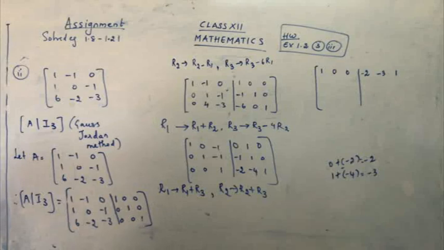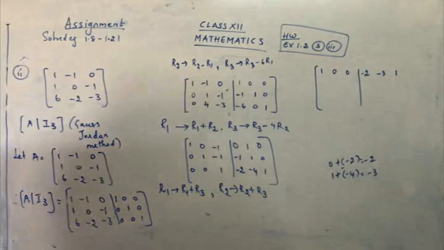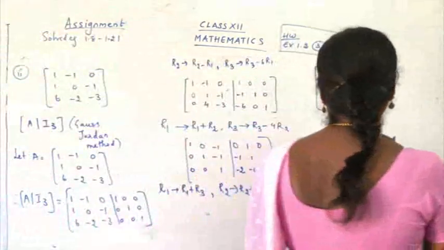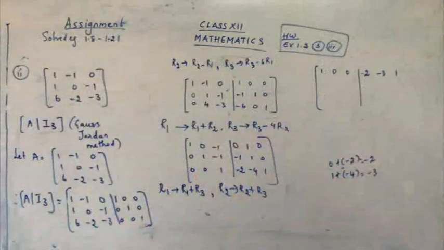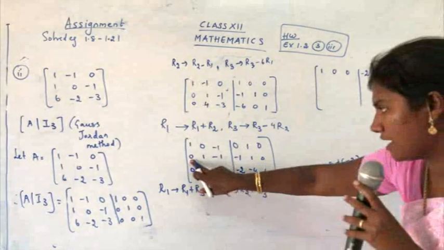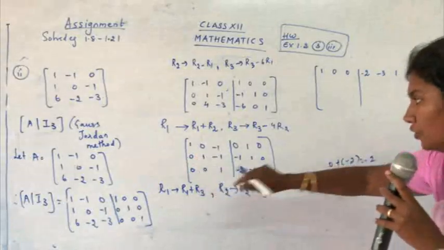We have to change the second row. Try out the sum. I just give you some time. Complete the second row. You have to just add the second row and the third row. Have you added, children? Let's check whether your answers are correct. So, first one, it's row 2. This R2 changes to R2 plus R3. Yes? So, add the second and the third row.